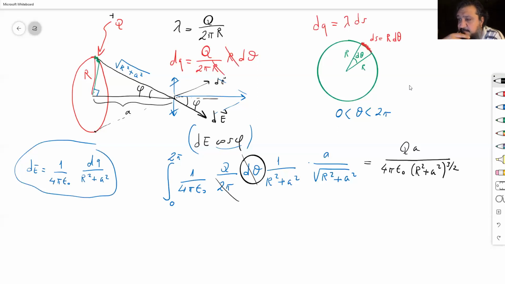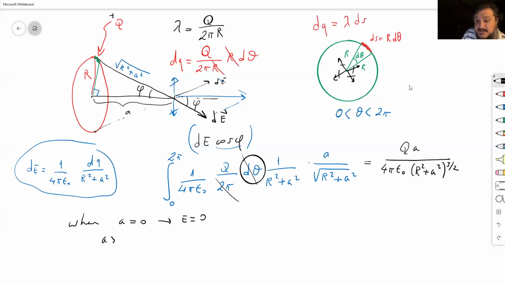What happens if a is 0? When a is 0, you're at the center. When you're at the center, these electric field vectors are like that. For every vector here, there's another one there. For this one, that one. They all cancel out. So the field is 0 at the center of the circle. And it makes sense because if you take a, 0, here, 0 times q is 0. So when a is 0, E is also 0. What is the other limit?